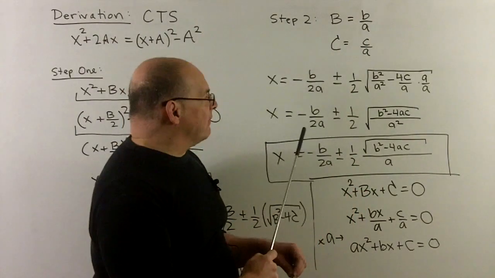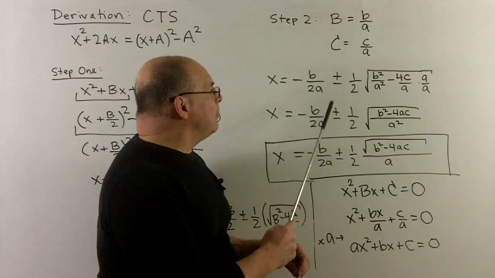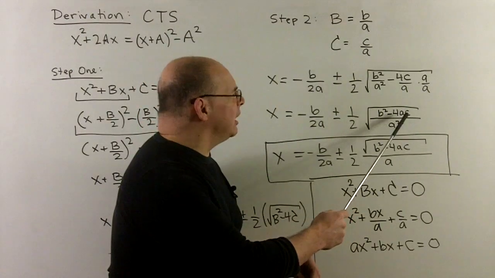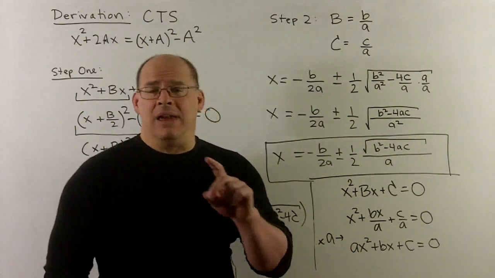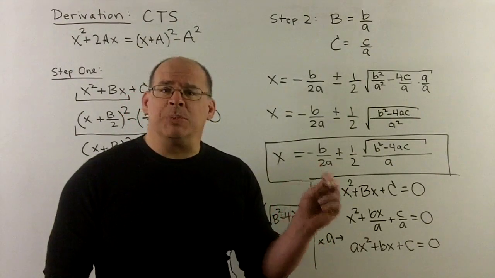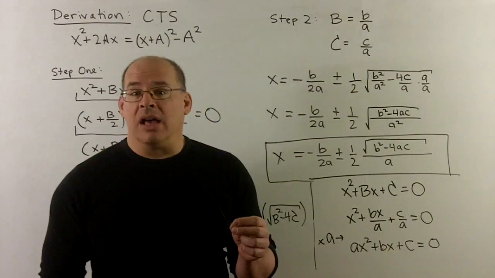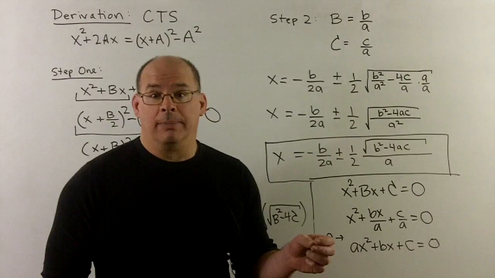Next step, what do we have now? Minus b over 2a plus or minus 1/2, and then there's a square root of b squared minus 4ac over a squared. If I take the square root of the a squared, that just becomes an a, and we put that together with the 2. That gives us our quadratic formula.